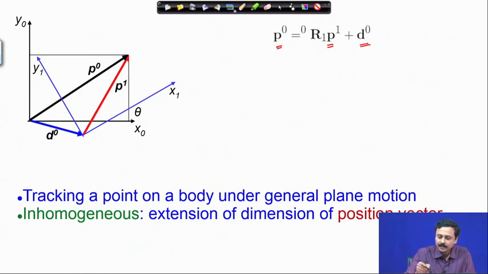Here I have P0. To that, let me add an additional term which is 1 and enlarge this vector. Remember, this P0 vector is 2 cross 1, and now since I have added this additional element, this becomes 3 cross 1.